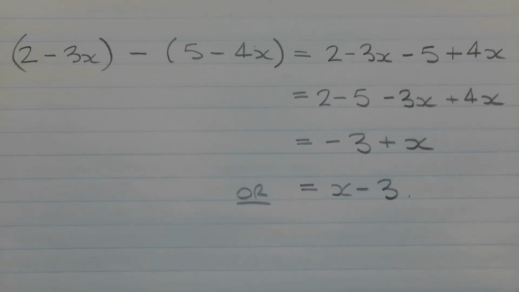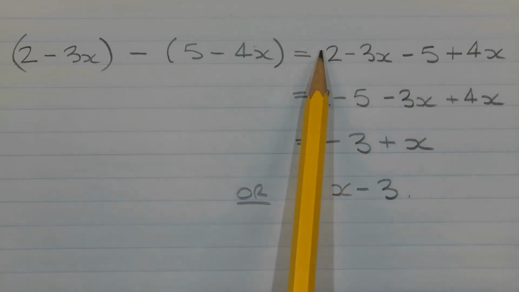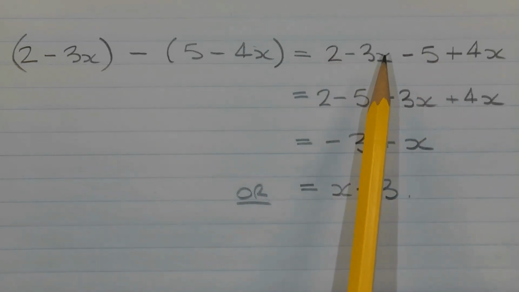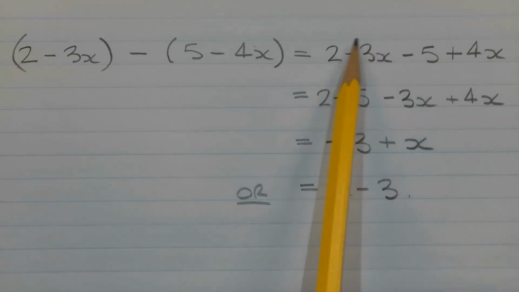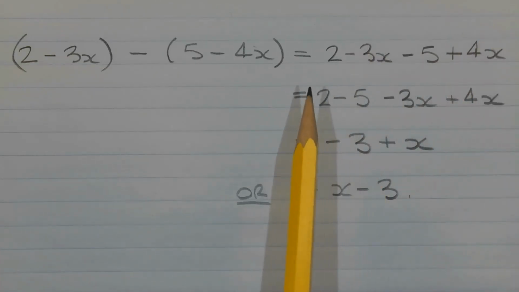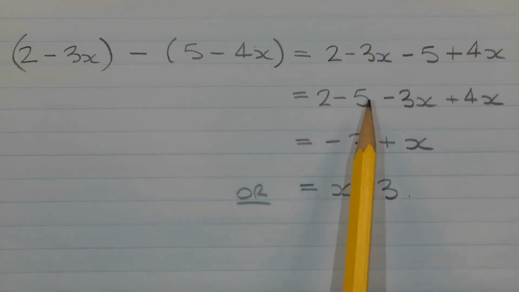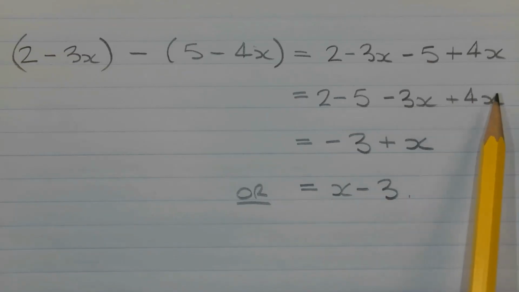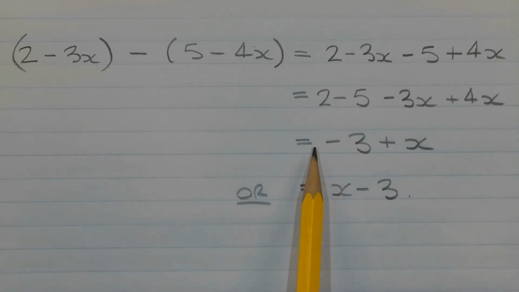The next step is to collect like terms. Now we have two constant terms that can be grouped together, 2 minus 5, and we have two terms involving the variable x, minus 3x plus 4x. And I've written them in that order here. 2 minus 5 minus 3x plus 4x. Now 2 minus 5 is negative 3, and negative 3x plus 4x is positive x. So the simplified expression can be written as negative 3 plus x, or we can write it the other way around. We can write it as x minus 3.